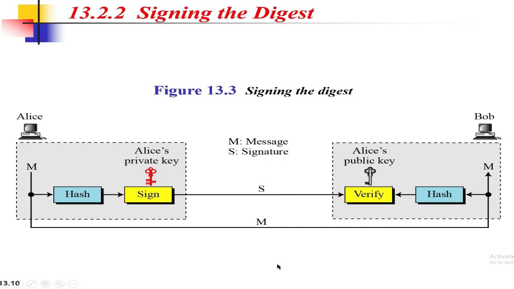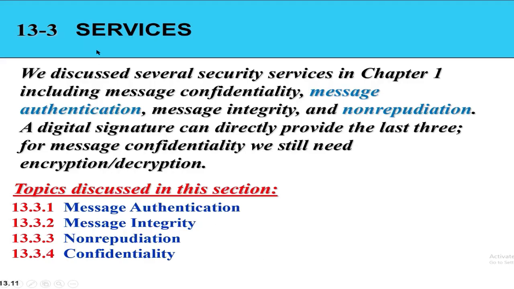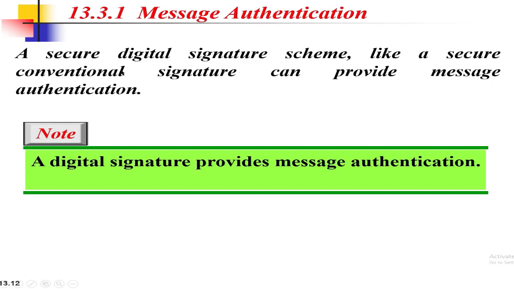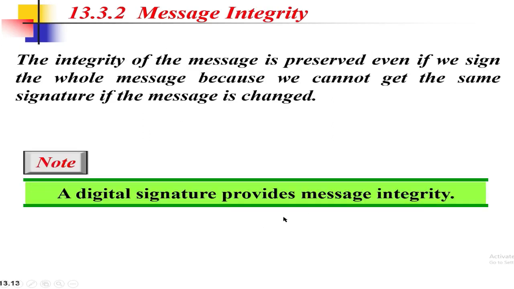So let's discuss the security services of digital signature. In this section we'll discuss message authentication, message integrity, non-repudiation and confidentiality. Message authentication means the message is generated by the legitimate user. A digital signature provides message authentication, as we have already discussed. Message integrity means that the message during communication is not altered or modified in between. We have already discussed message integrity.